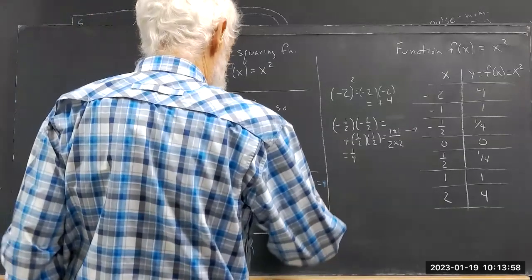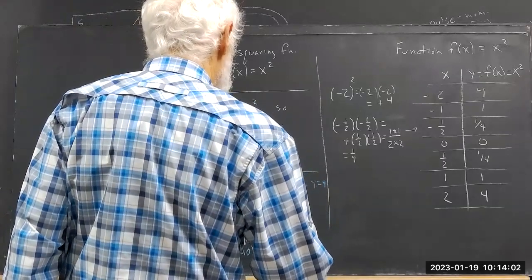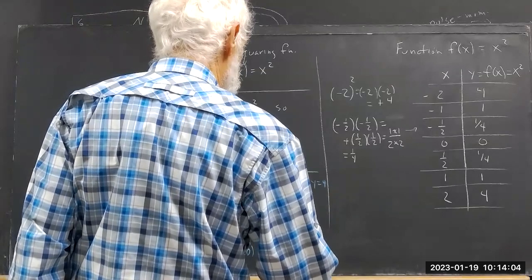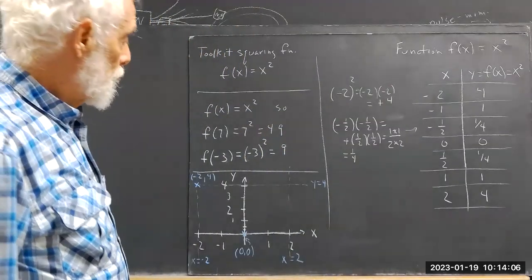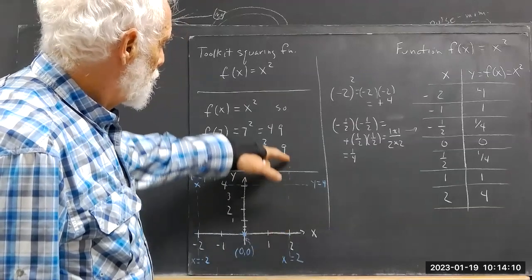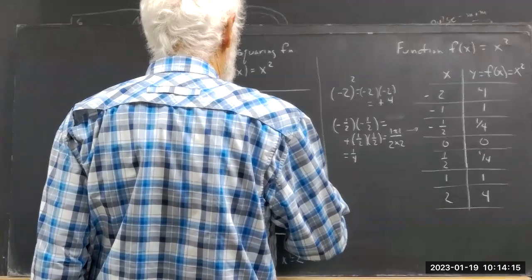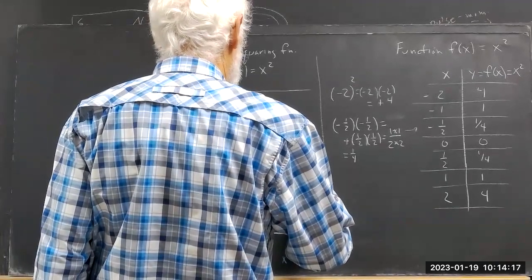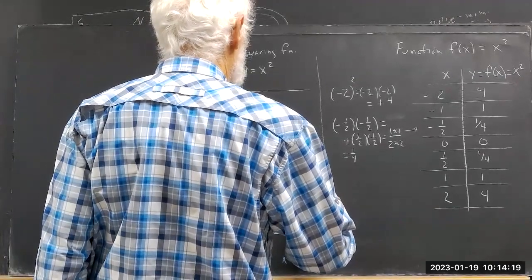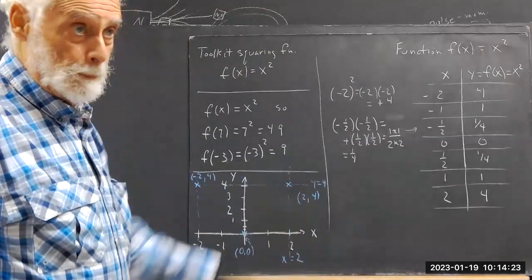And over here, we've got the line where x equals 2. So we see where the line where x equals 2 meets the line where y equals 4, and this is the point where x equals 2 and y equals 4. That's the point we call 2, 4.